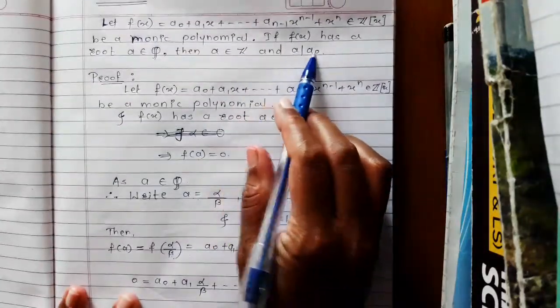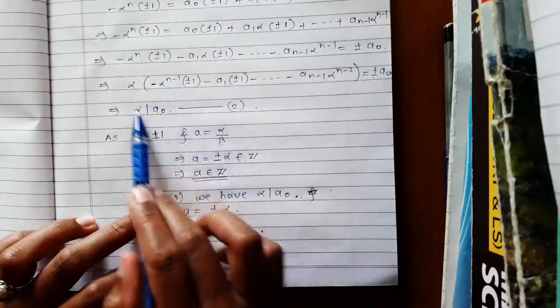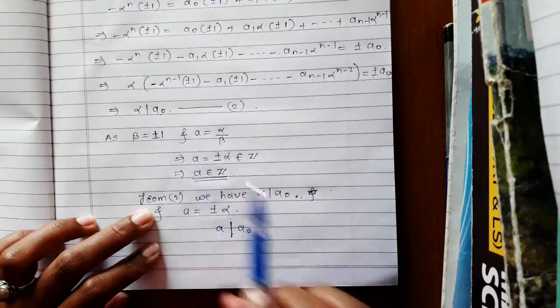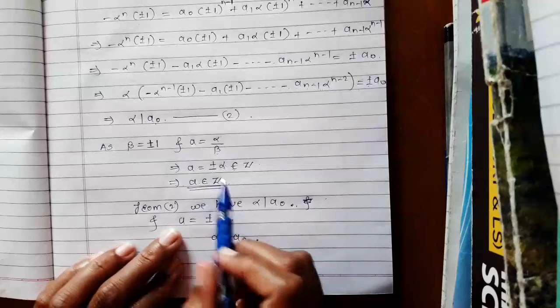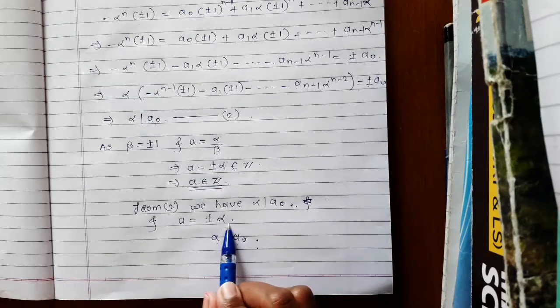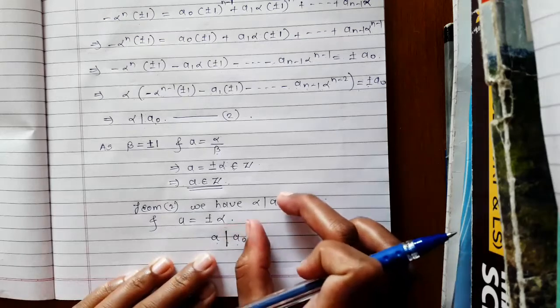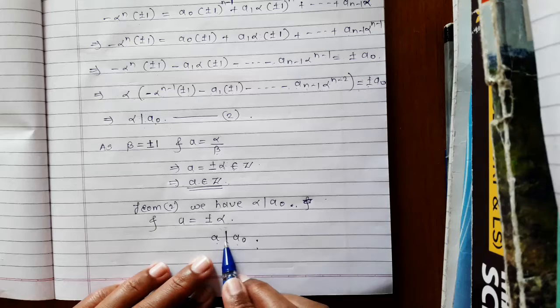Now to prove a divides a0. From 2 we have alpha divides a0. And what is a? a is equal to plus or minus alpha. So from both these conditions we get a divides a0.